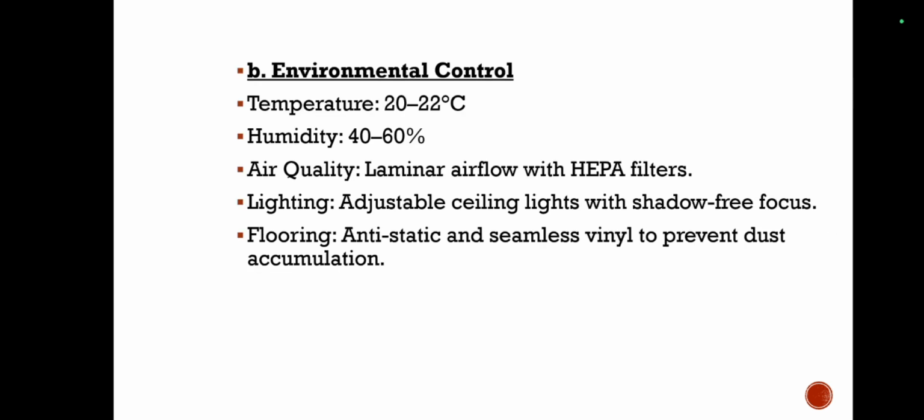Next is the environmental control. So, how should the cath lab environment be? It should have a temperature of nearly 20 to 22 degrees Celsius, and the humidity should be 40 to 60 percent. The air quality should be laminar airflow with HEPA filters. Next is the lighting. It should have adjustable ceiling lights with shadow-free focus. The last one is the flooring. It should have anti-static and seamless vinyl to prevent dust accumulation.